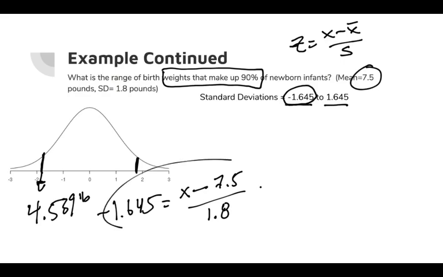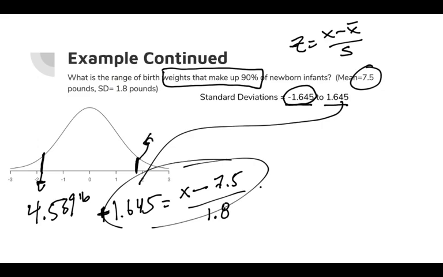And then when you do this exact same thing, you're going to put this in here, but it's just going to be positive instead of negative. This upper range correlates to 10.46 pounds. So what our data is showing is that 90% of newborn infants have a weight somewhere between 4.5 pounds to 10.5 pounds on average.